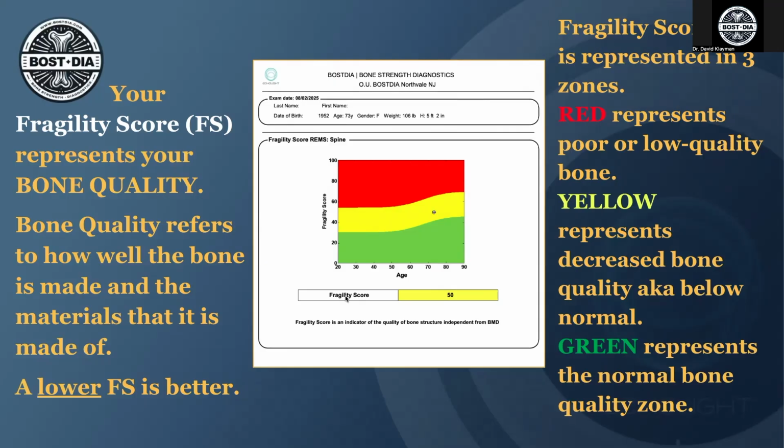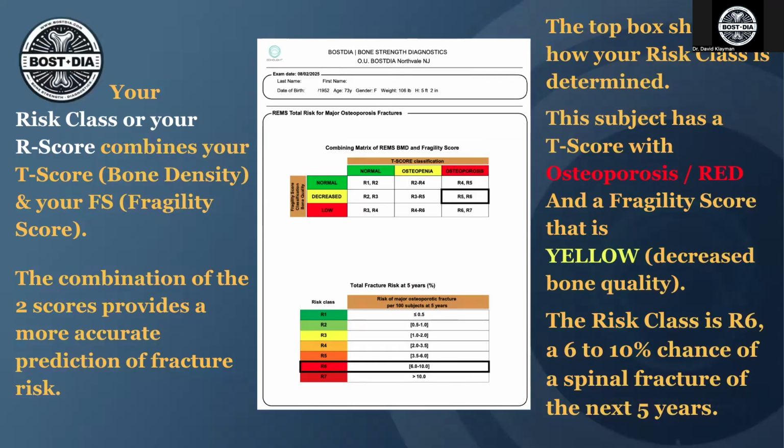Now, this person has a fragility score of 50. Fragility scores are from 0 to 100, 0 being the best, 100 being the worst. This person is right in the middle in the yellow range, which means they have a lower bone density, a lower bone quality score. Now on page 3, this is one of the most important things about a REMS report.